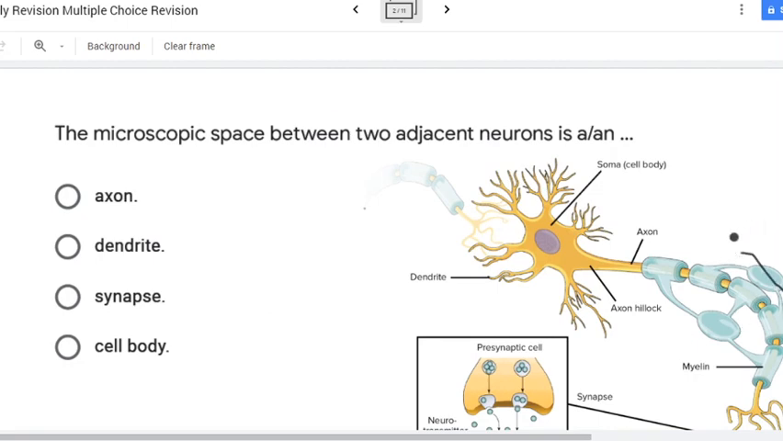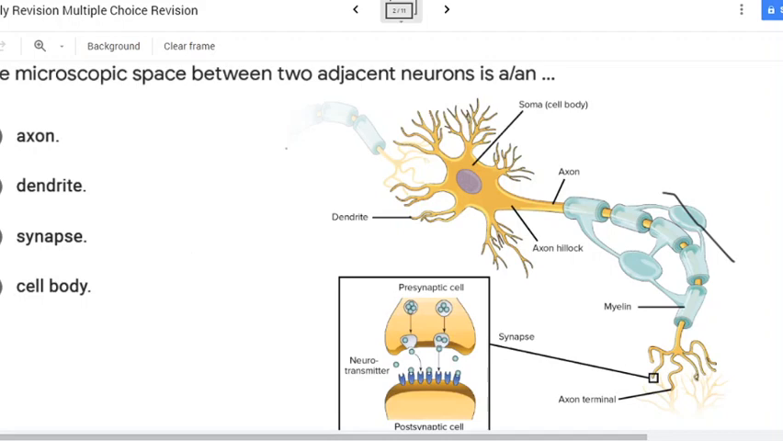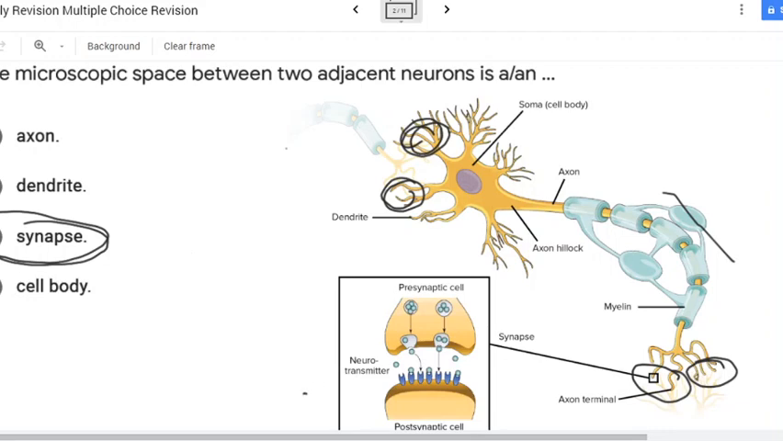Ladies and gentlemen, so what we have over here is the first question. The microscopic space between two adjacent neurons is either an axon, a dendrite, a synapse, or cell body. In this case, it's a synapse. The synapse is the space or the connection between one neuron and the next neuron. So when one neuron attaches to a next neuron, that's when we have a synapse. And specifically, we have a synaptic cleft or synaptic gap over there. And there's a chemical message going from one neuron to the next. So it's important knowing the structure of your neuron, knowing each part, and knowing the function of each part of the neuron.